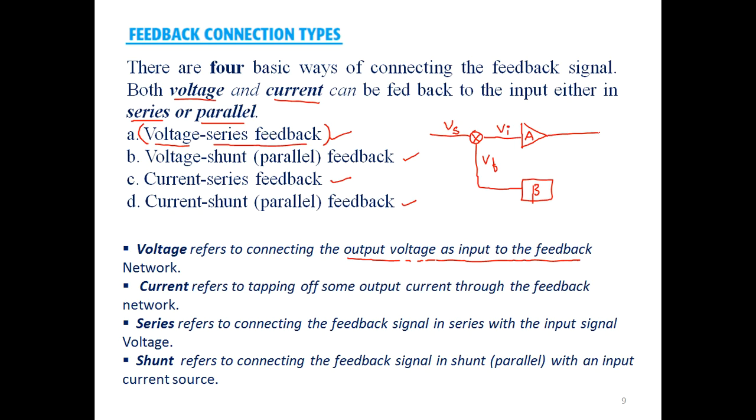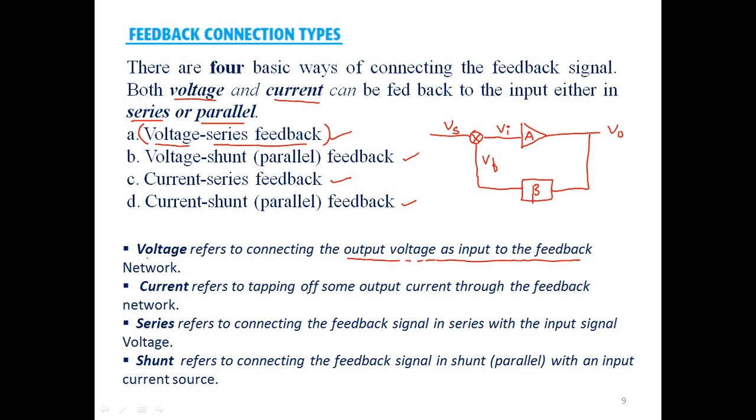Okay, and that's our output voltage V0, and we'll be taking a portion, either partly or completely, of the output signal and then feeding it back here. So that's the simplistic way of representing a block diagram of a feedback circuit.